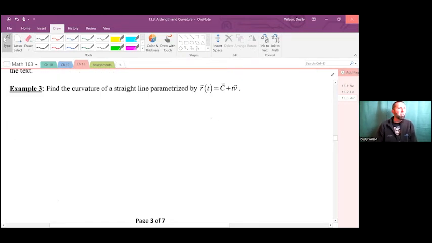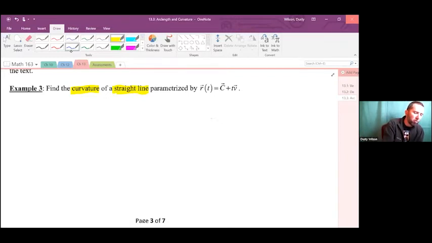Example 3: find the curvature of a straight line parameterized by r of t equal to the constant c plus tv. Before we get too carried away, let's just think about what these things mean. We're looking for the curvature, how bendy is a straight line. We might think to ourselves, gee, that's probably 0. So let's try to understand why that would be the case.